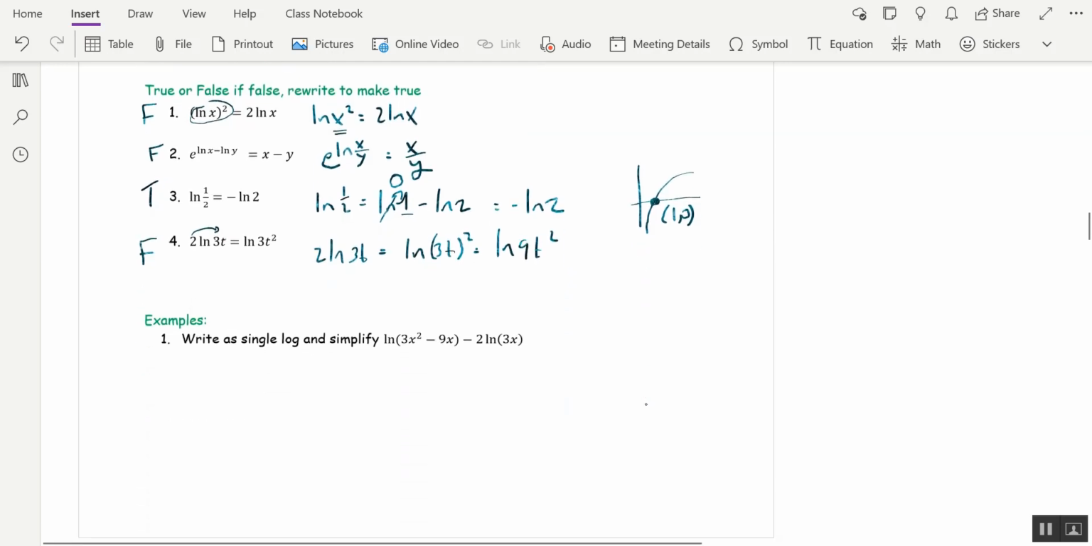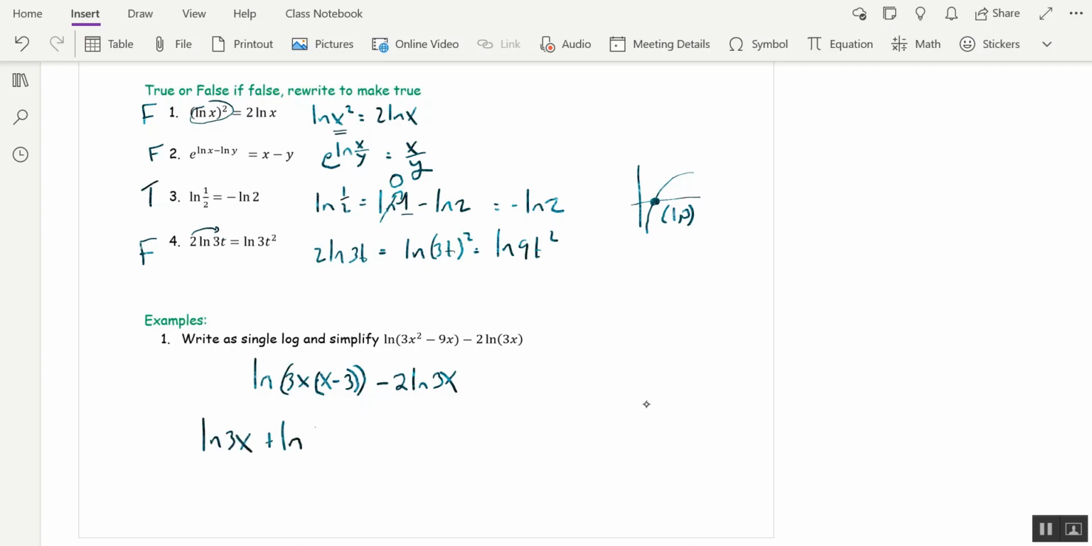All right, and let's use the properties to write this as a single log and simplify it. There's more than one correct way to do this. I'm going to start with the first expression and factor a 3x out: 3x times x minus 3. And then I'm subtracting 2 ln of 3x. Now I'll use the product property on this first one. This is ln of 3x plus ln of x minus 3 minus 2 ln of 3x. If I have ln of 3x and I take away 2 of them, that leaves me with negative 1 of them. So that's ln of x minus 3 minus ln of 3x.